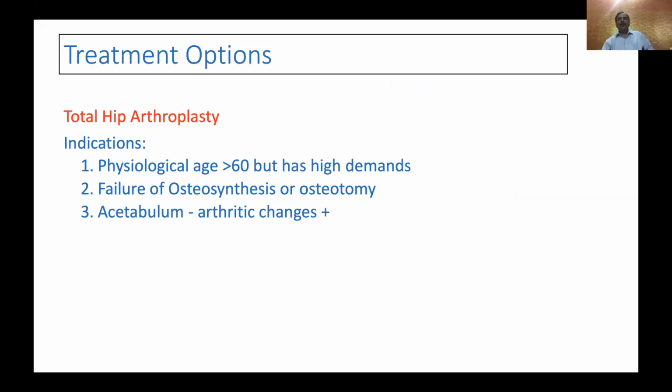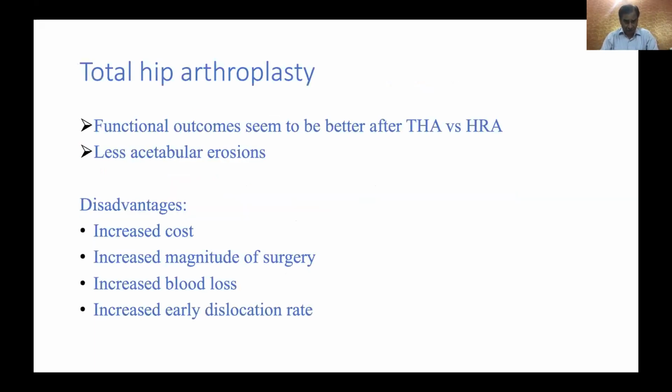Now, the total hip arthroplasty is indicated if the patient's physiological age is more than 60, but the patient has high demands. And it is also the treatment of choice for failure of osteosynthesis of a fracture neck femur, or, I know it's very rare, but if Dr. Magu's surgery fails, or if the acetabulum has arthritic changes. There is a very good functional outcome.